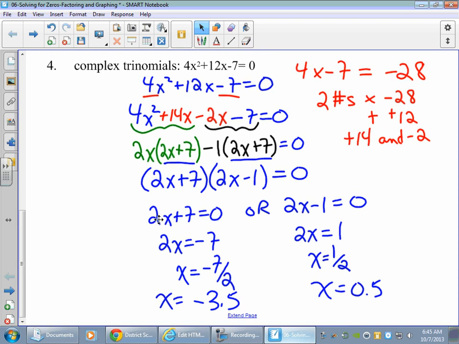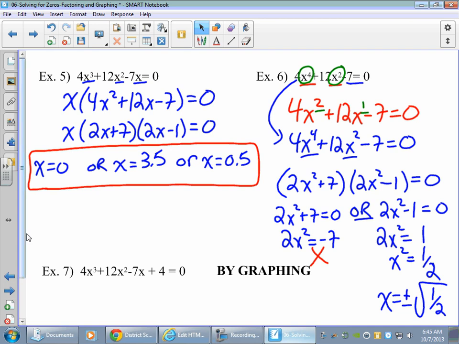And then solving that, the 2x plus 7 could be 0, the 2x minus 1 could be 0. Work them out like little equations. x is 1/2 or x is negative 7/2. I just finished these up to show because in the next segment we're going to see something where it's going to be nice to know what those numbers were.